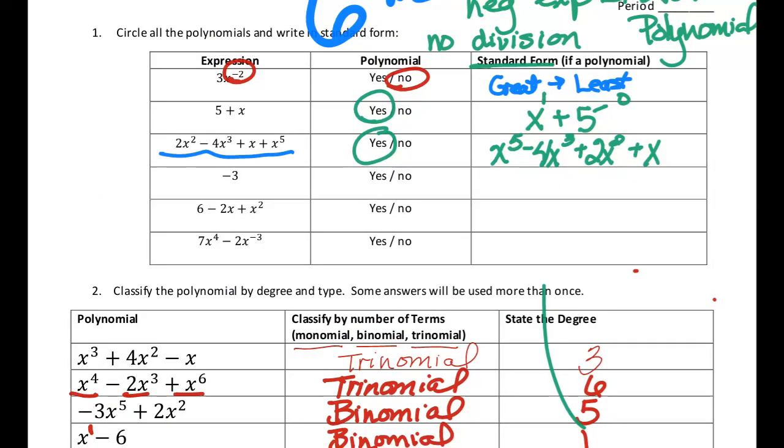How about -3? Is that a polynomial? Yes. Written in standard form, you just rewrite it. There's only one term. What about the next one? Is that a polynomial? Yes. Oh, I just erased 2. Yes, that is a polynomial. That would be x squared minus 2x plus 6. Last one, is that a polynomial?